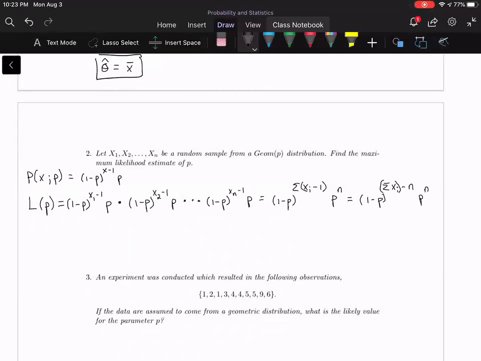And then the last manipulation that I would do is converting that sum of x into n x bar. So that's going to be (1 minus p) to the n x bar minus n. You can factor out the n. It may not make it easier later on, but it's fine to do. And this is the likelihood. The log likelihood is going to be (n x bar minus n) times the natural log of 1 minus p plus n times the natural log of p.